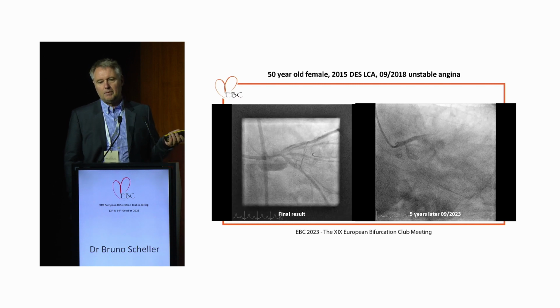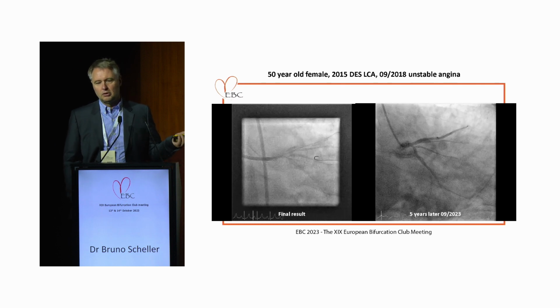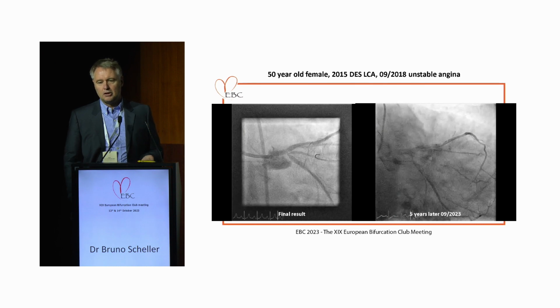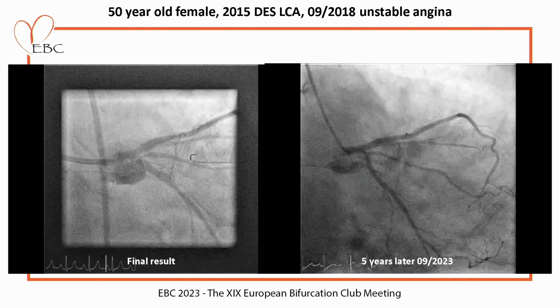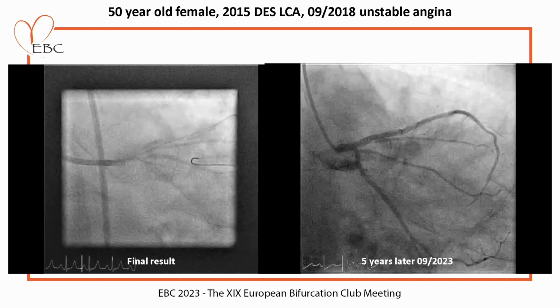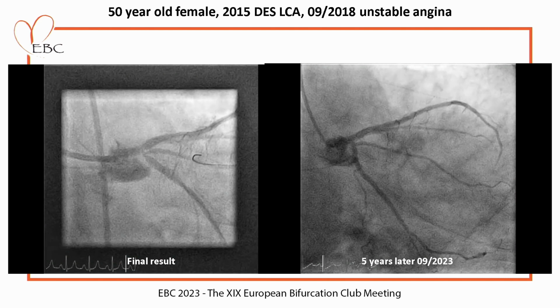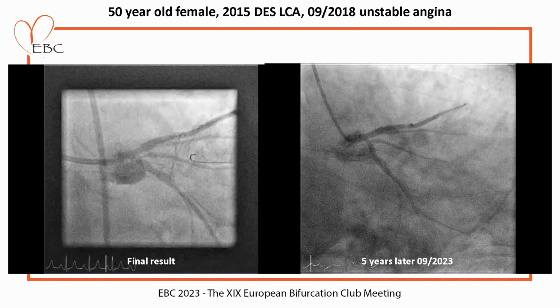As you can see, especially the origin of the intermediate branch does not look that good, and this patient came recently, 5 years later, for another angio, and as you can see, there is no stenosis anymore in the ostium of this intermediate branch, and the ostial circumflex also looks good.